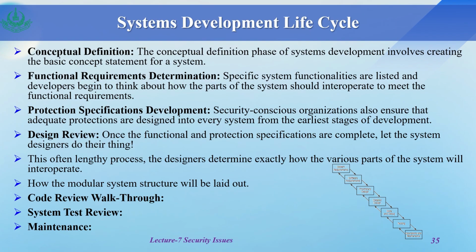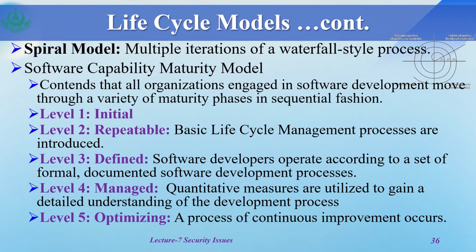This is controlled by the waterfall model, in which every stage is encountered. Next is the spiral model, multiple iterations of a waterfall style process in a spiral way. The software capability maturity model contends that all organizations engaged in software development evolve through a variety of maturity phases in a sequential fashion.